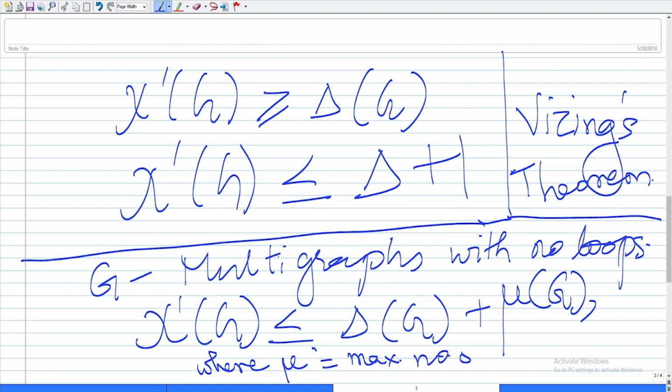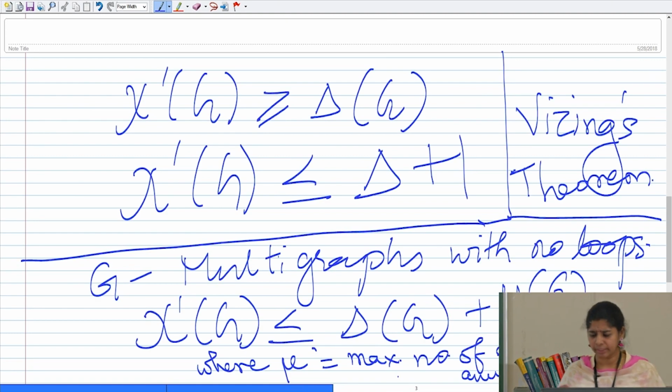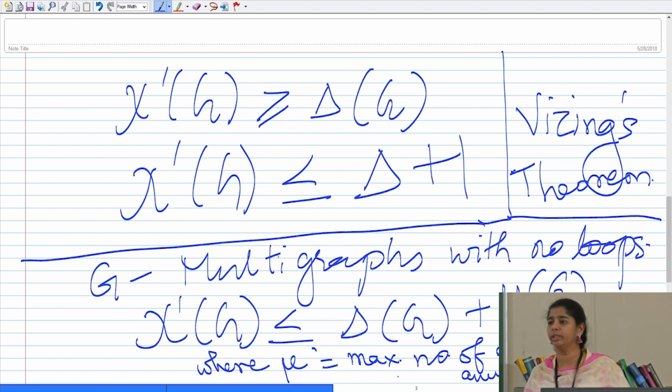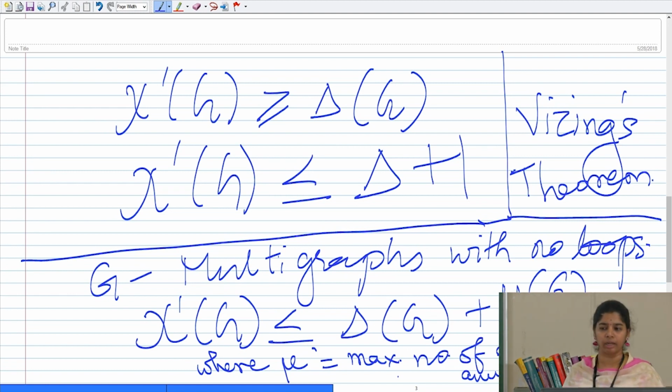This is the maximum number of edges between any two vertices. Because we are talking about maximum number of parallel edges obviously, because delta of G will take into account the edges from any vertex, right. So, there are more results in edge coloring, but we will not go into that. If you are interested, you can go further into it. The next type of coloring that I wanted to talk about was planar face coloring. So, with this we will stop for today.